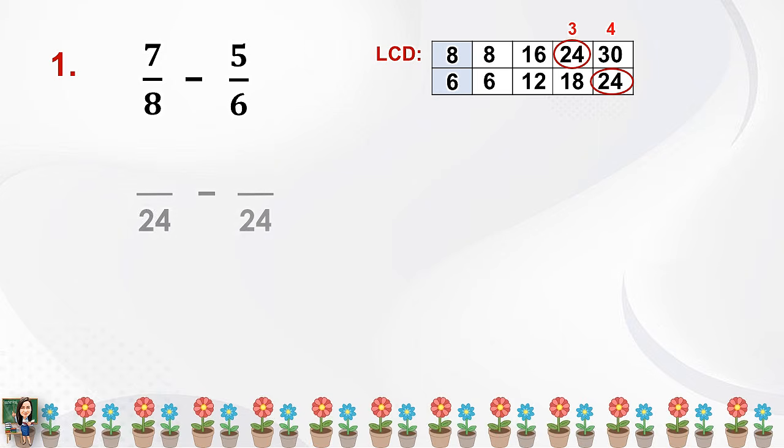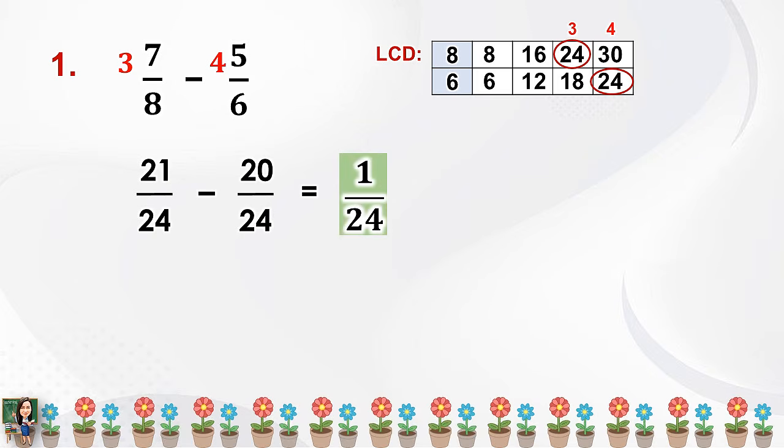Now, copy the common denominator 24. Then, multiply 3 times 7 and 4 times 5. 3 times 7 equals 21 and 4 times 5 equals 20. Then, 21 minus 20 equals 1 over 24. This is the final answer.